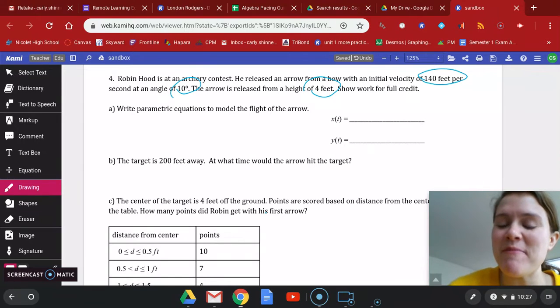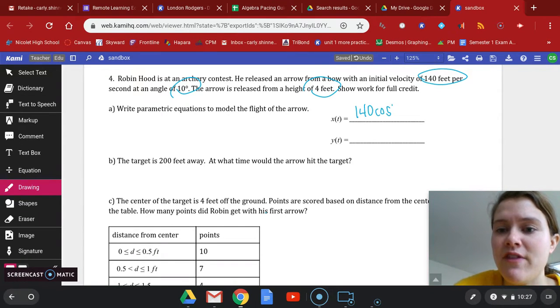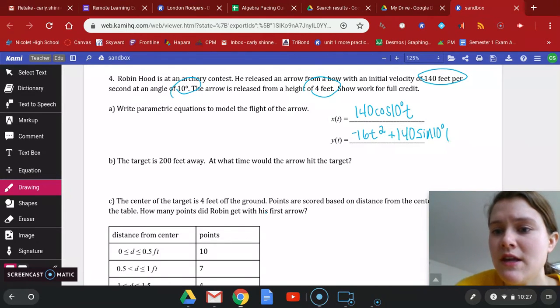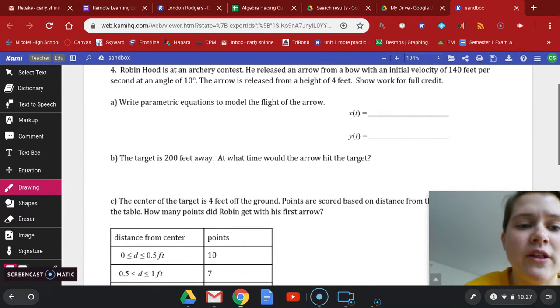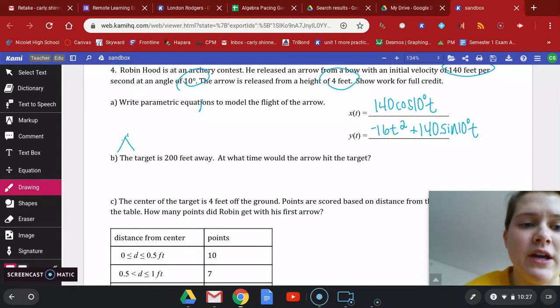So let's write some parametric equations. I'm just going to use my velocity times the cosine of the angle, t. And then since I'm in feet, this is going to be negative 16t squared plus 140 sine of 10 degrees. And if you think about an archer, here's Robin Hood over here. This is Robin Hood. It's saying that the arrow is being shot. This is my arrow. Can't you tell? I'm an artist.